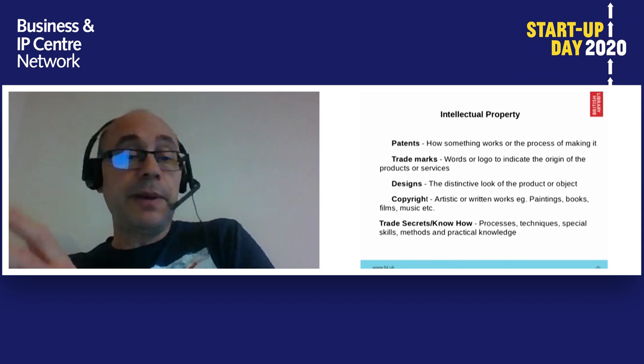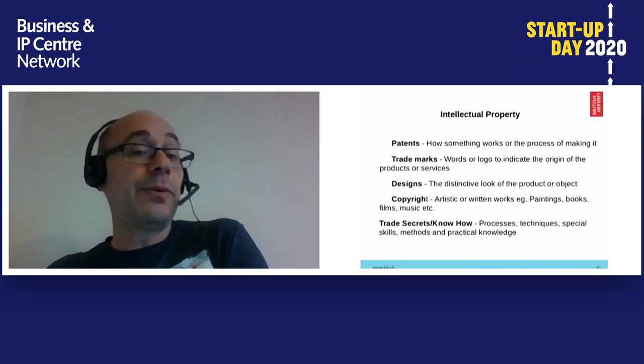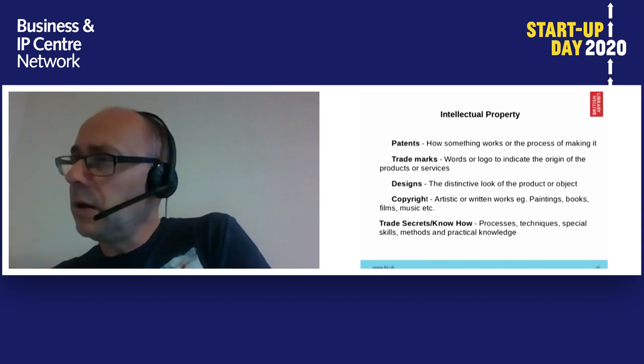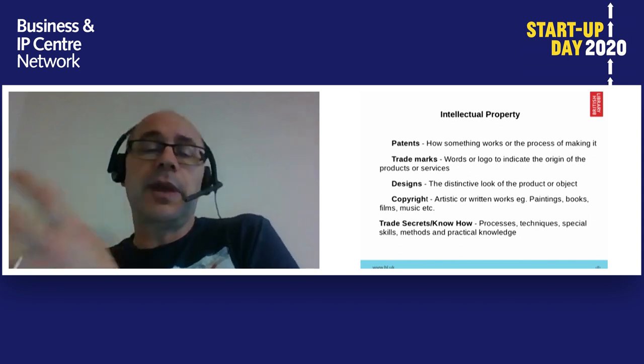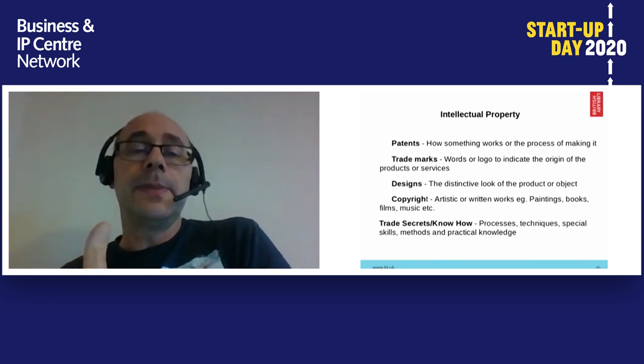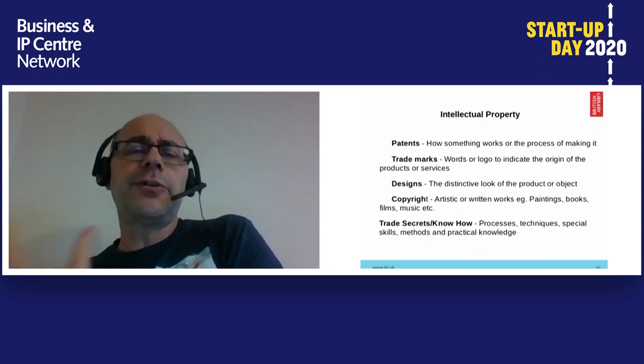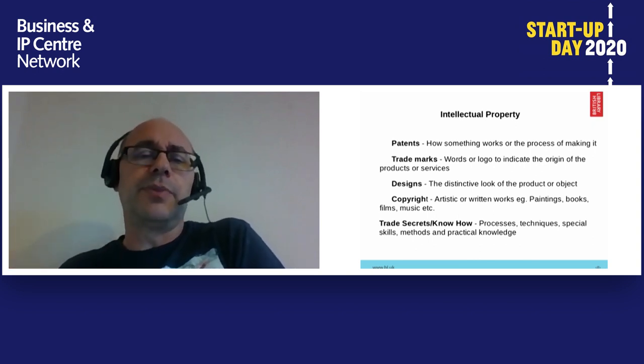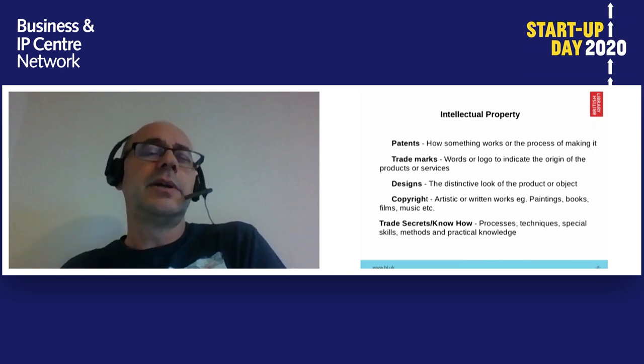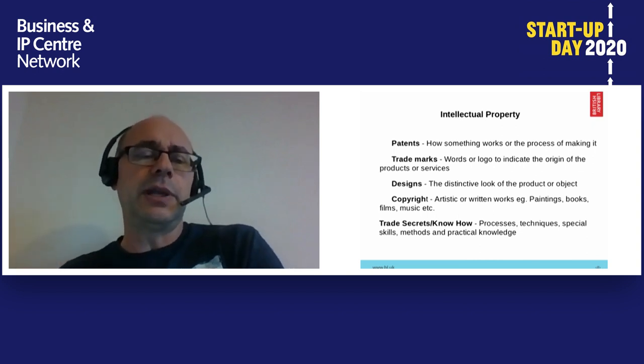Another form of IP, which perhaps many of you have heard of, is copyright. And that protects a whole lot of different categories, or subcategories, which we'll go into. But generally, it's artistic or written works, paintings, books, films, music. If you're in the creative industries, I think there's a very high probability that something that you'll create will have a copyright involved in it potentially.